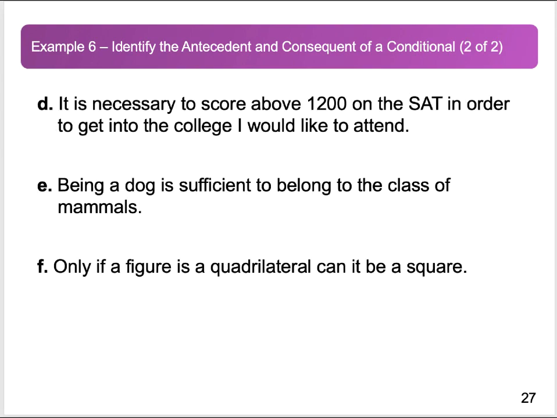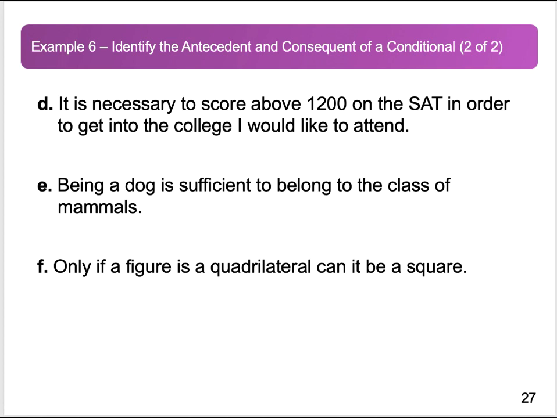Then in part D, we're looking at another one that's kind of written in a different way. It is necessary to score above 1200 on the SAT in order to get into the college I would like to attend. The necessary part is going to be your consequent. So here, if you want to get into the college you would like to attend, then you need to score above 1200 on the SAT. So the necessary part always ends up being that consequent because the other part has to happen first.